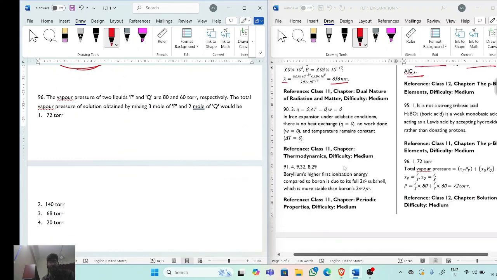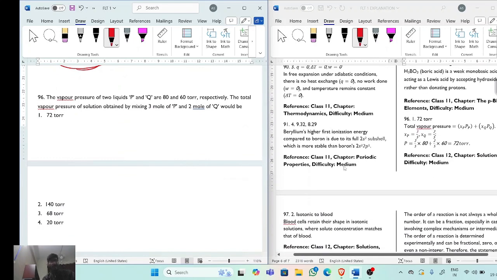Now comes to question number 96. The vapor pressure of two liquids P and Q are 80 torr and 60 torr respectively. The total vapor pressure of a solution obtained by mixing 3 moles of P and 2 moles of Q will be. Okay, so we have to calculate the total pressure.